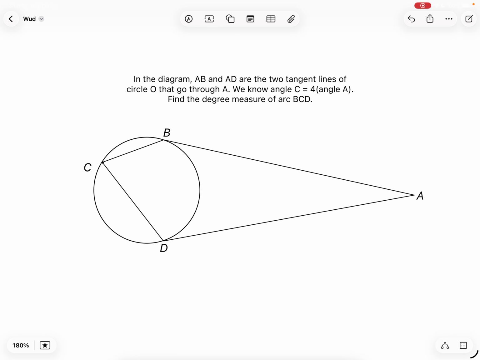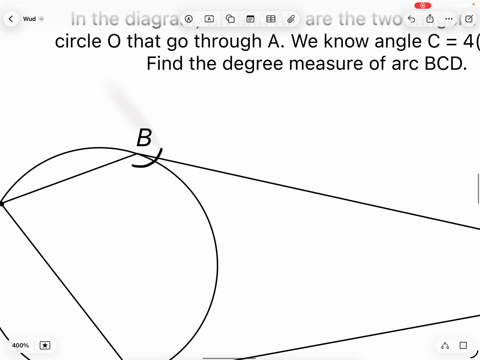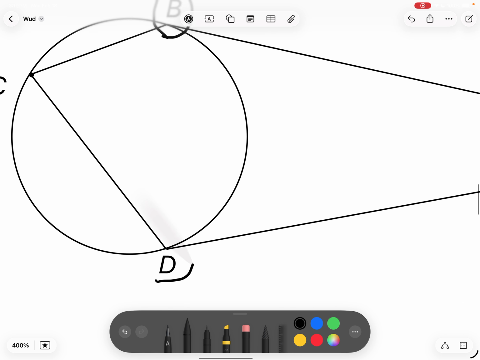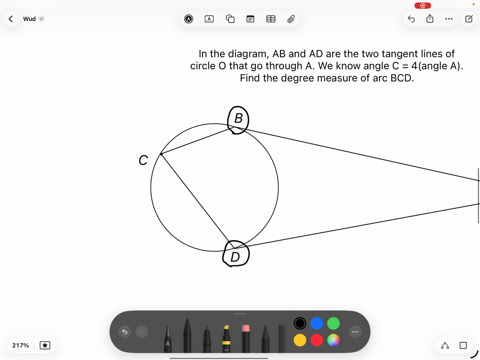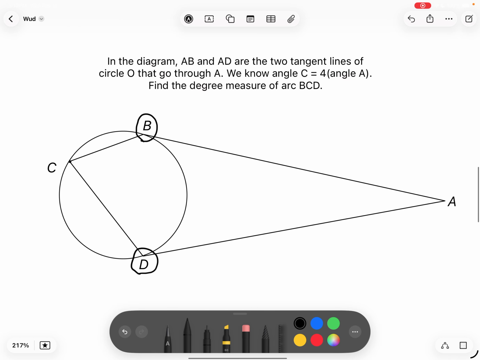So AB and AD are the two tangent lines, which means that they touch the circle O at exactly one point. We've got the point B here and the point D. There's a rule we can leverage here that may not necessarily be important, but it's a good thing to keep in mind if you encounter a future problem like this: AB and AD must be equal in length because they're the two tangent lines of the same circle. Okay, we'll see if we actually end up using that here.